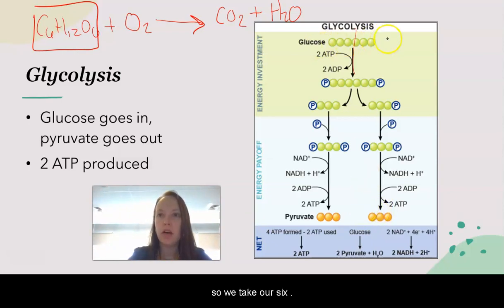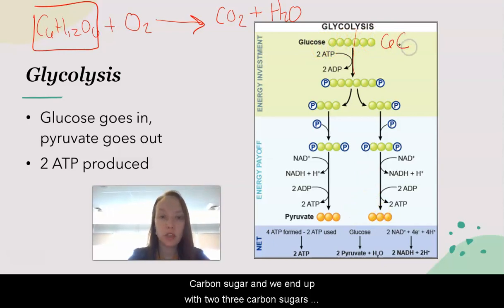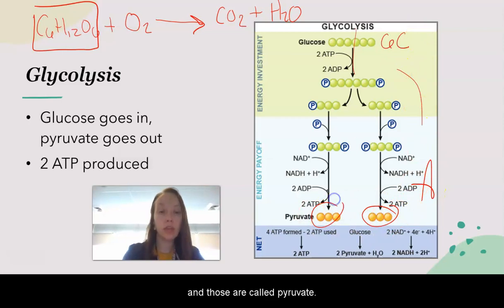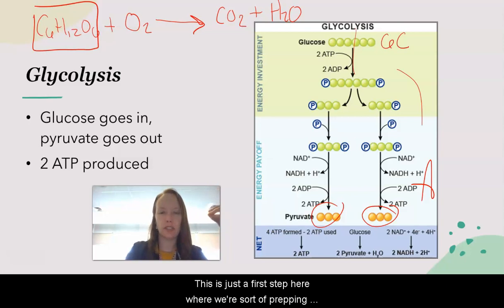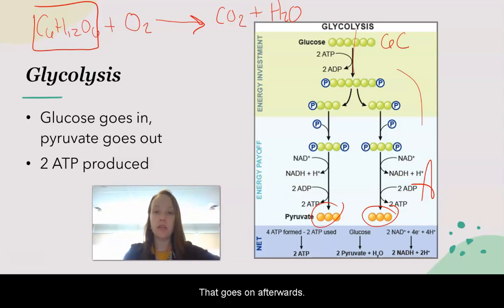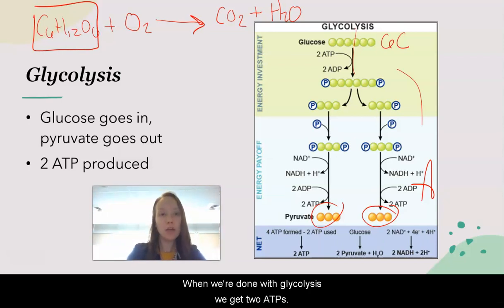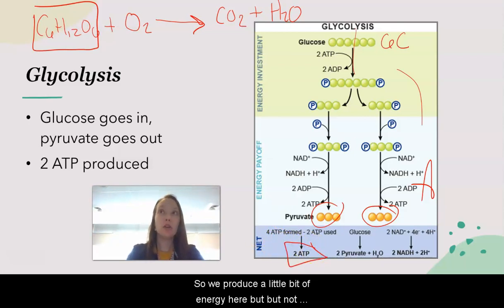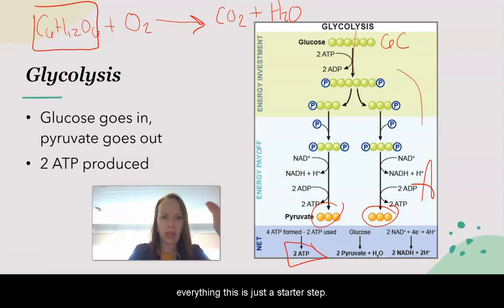So we take our 6-carbon sugar and we end up with 2 3-carbon sugars, and those are called pyruvate. This is just our first step here, where we're sort of prepping for all the excitement that goes on afterwards. When we're done with glycolysis, we get a net of 2 ATPs out of it. So we produce a little bit of energy here, but not everything. This is just a starter step.